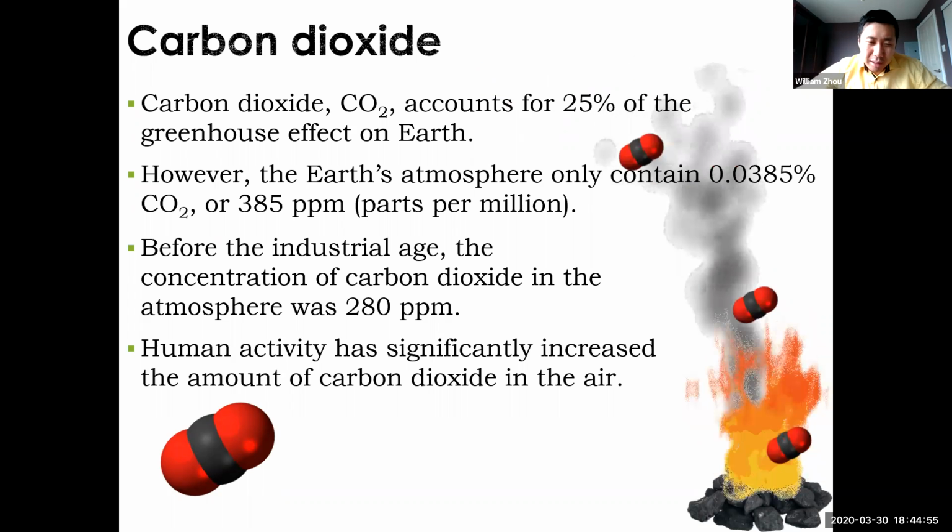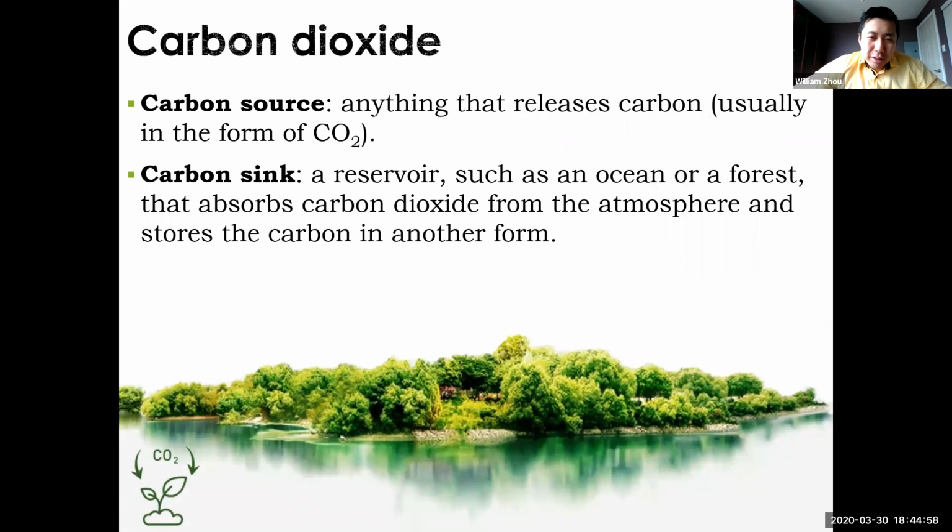So that's CO2. With CO2, there are processes that release carbon, and there are processes that take carbon from the atmosphere. Those are called carbon sources and carbon sinks. If you have a carbon source, such as burning or cellular respiration, you increase the amount of carbon dioxide. The carbon sinks are the oceans, the forests, the trees. They can take in carbon from the air via photosynthesis, and the oceans can dissolve carbon dioxide from the air.